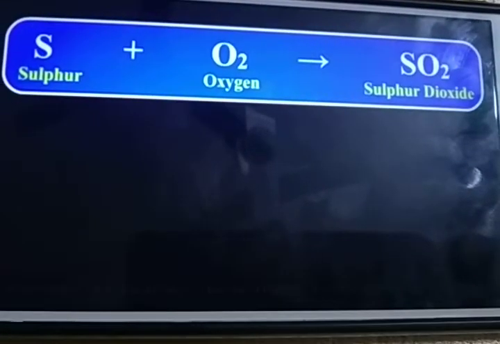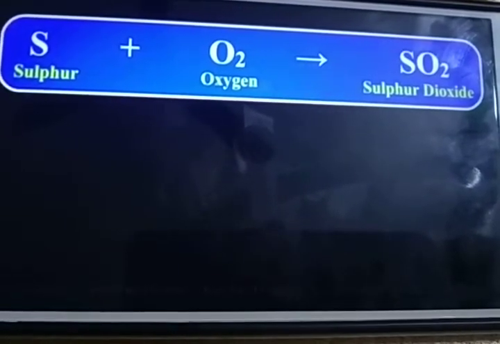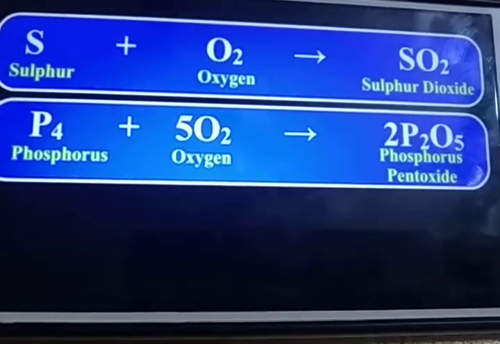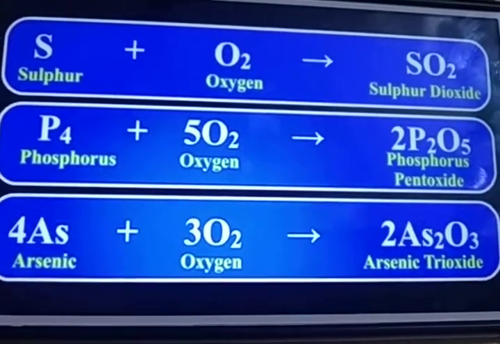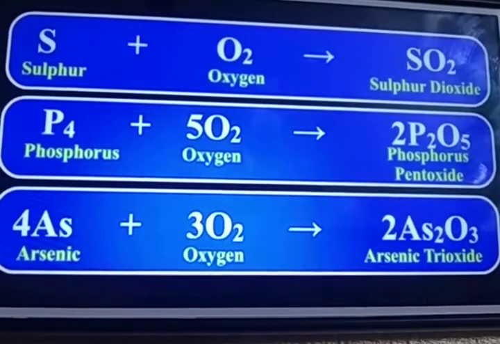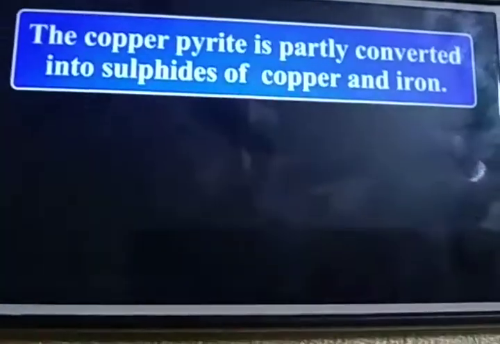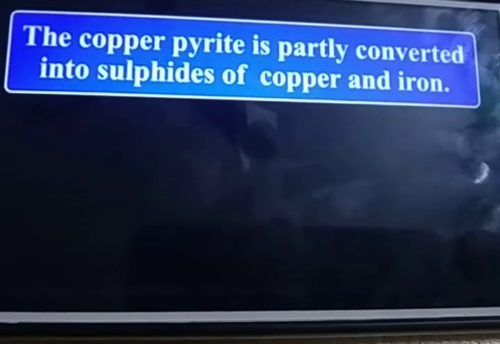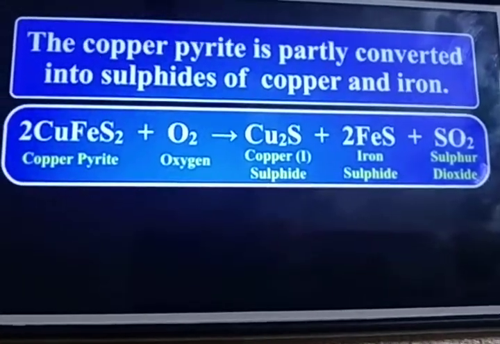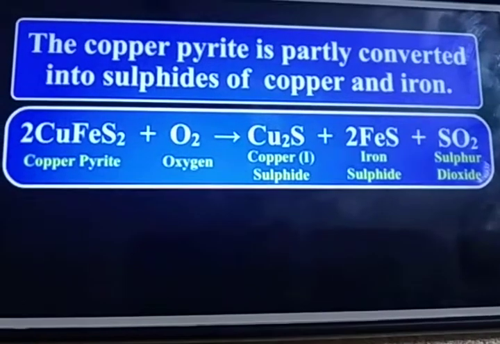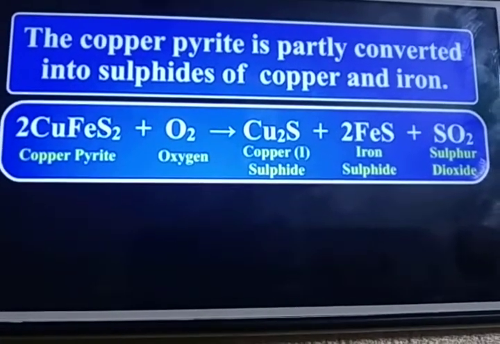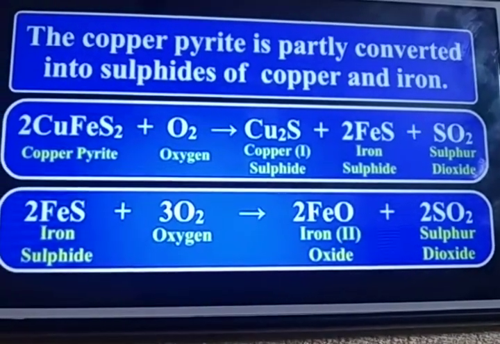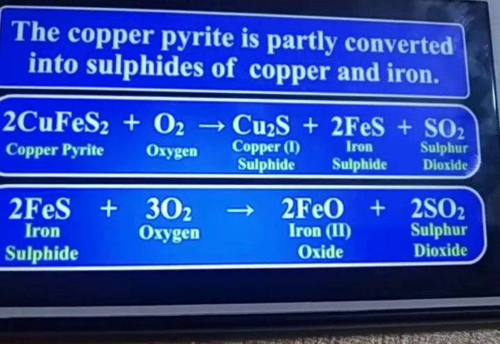Sulfur plus oxygen gives sulfur dioxide. Phosphorus plus oxygen gives phosphorus pentoxide. Arsenic plus oxygen gives arsenic trioxide. The copper pyrite is partly converted into sulfides of copper and iron. Copper pyrite plus oxygen gives copper sulfide plus iron sulfide plus sulfur dioxide. Iron sulfide plus oxygen gives iron(II) oxide plus sulfur dioxide.